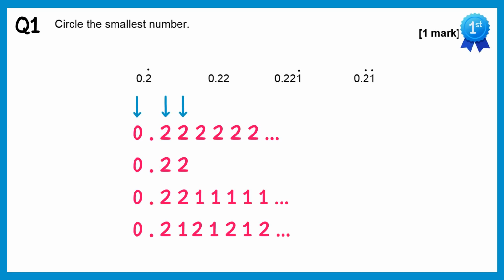The first two columns perfectly match, they're 0.2, but if you look in the third column, right at the bottom, we have a number 1, whereas all of the other digits are a number 2. Since 1 is smaller than 2, the bottom number must be the smallest, so the answer is 0.21 recurring.